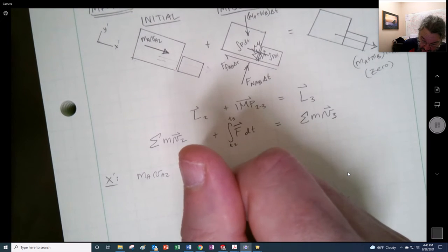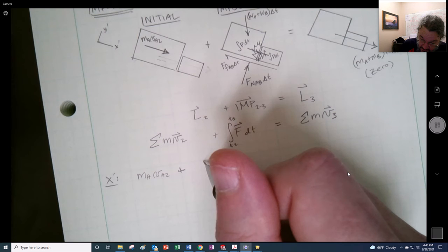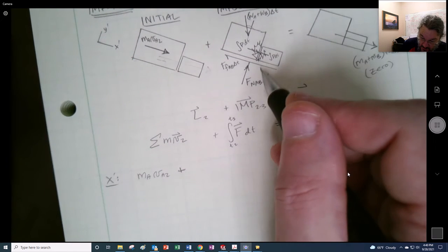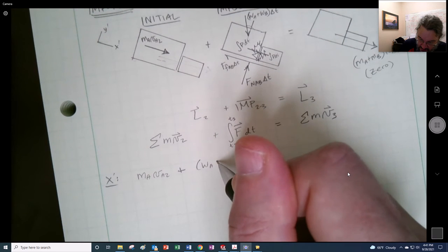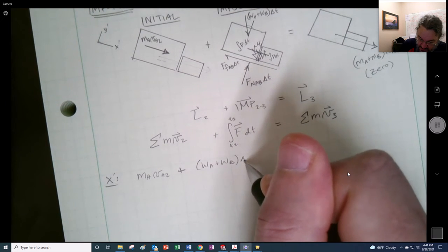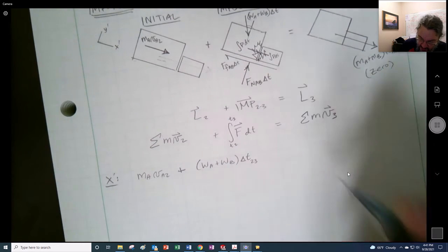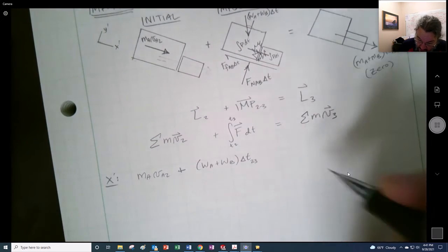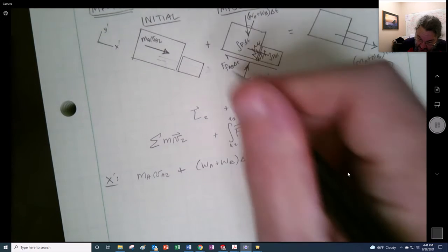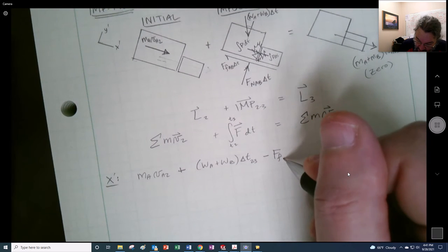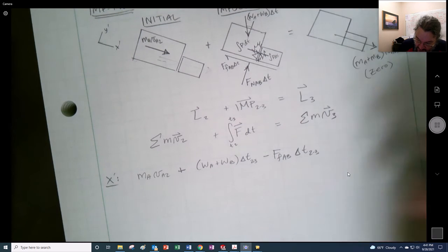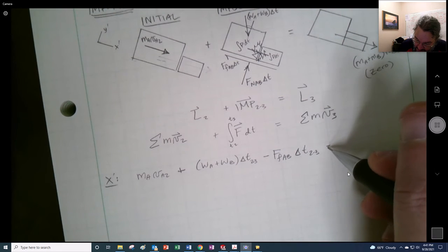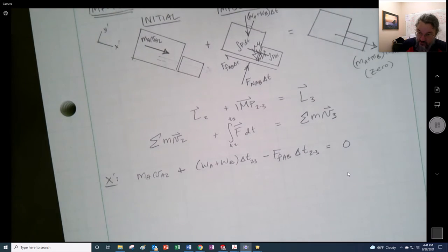Yes. Then plus, let's go, I guess it's going to be plus WA plus WB times delta T, and this is T2, 3 delta T, right? 2 to 3 delta t maybe. Minus, once again, FFAB times delta t 2 to 3. And that's going to be equal to 0 because it's going to stop. There's going to be no momentum left.